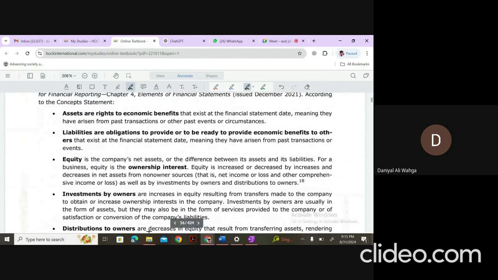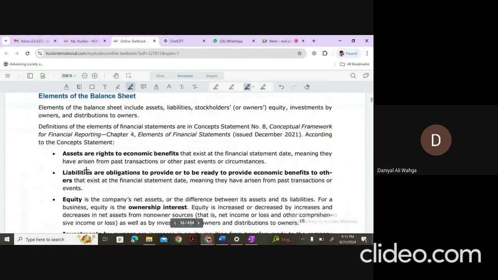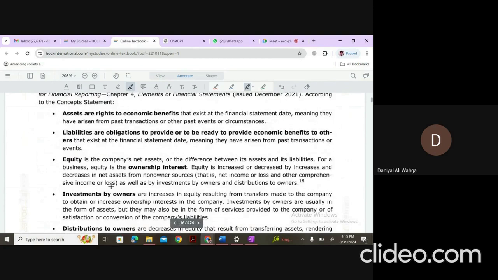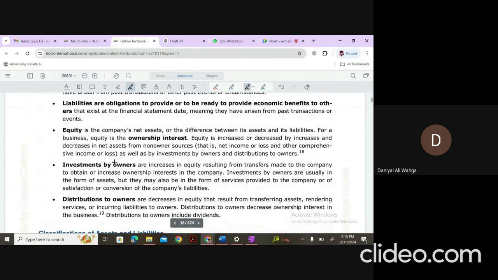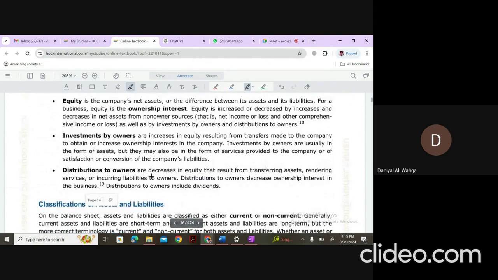Elements of the balance sheet, we have already discussed this. They are normally the assets, the liabilities, the equity, or investments by the owners and distribution to the owners. When we discuss distribution to the owners, that is basically our dividends. Dividends are basically the amounts which are distributed to the owners.